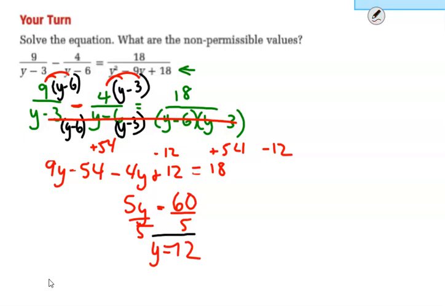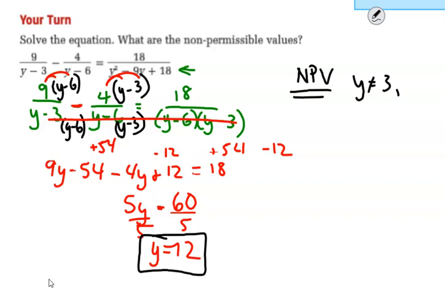So we have an answer, but let's make sure it's not one of our non-permissible values. So in this question, our non-permissible values are going to be y cannot be 3 and y cannot be 6. So far, it looks good, but you should still check it by plugging it back in to the original question.